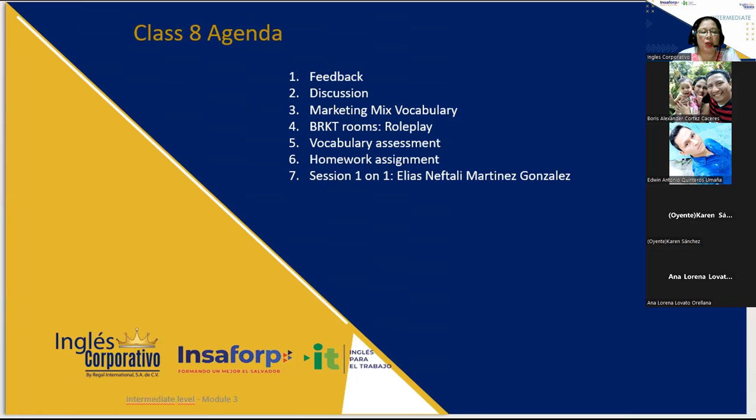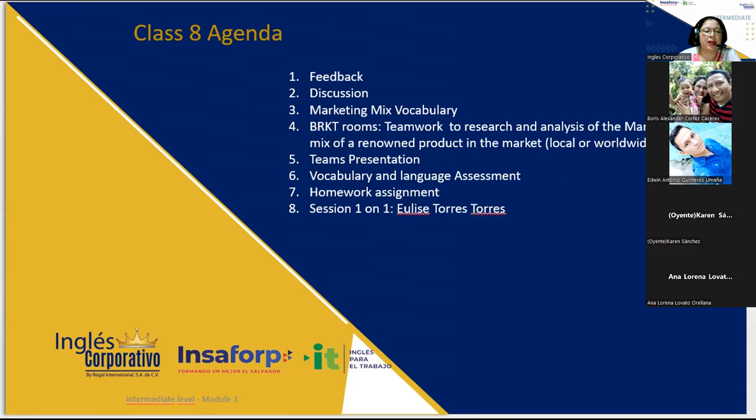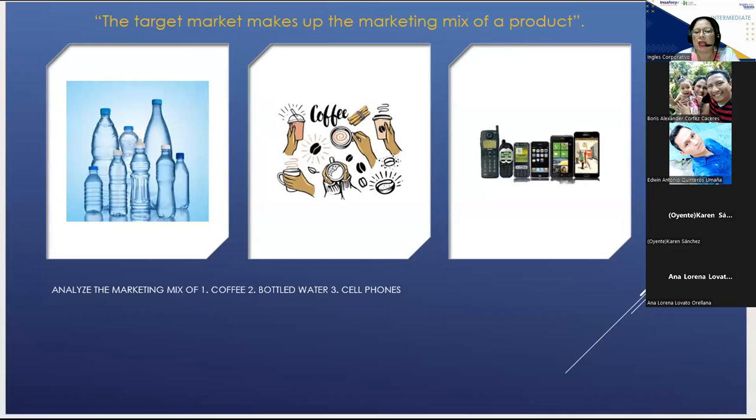Now, let's talk about some products in the market. This is because the marketing mix has four P's: product, price, place, and promotion. These four P's become your marketing plan. The strategies that you create or establish with your marketing team are going to become your marketing plan.